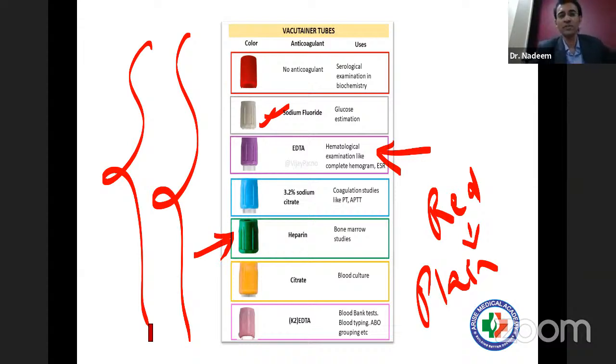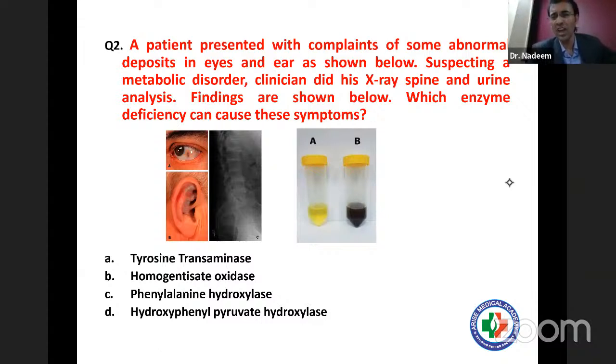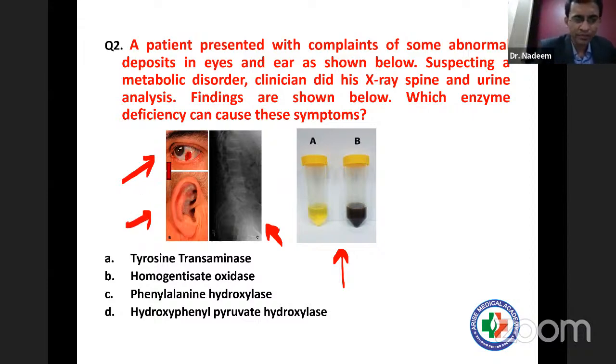Okay, next question. Very easy question for you. I hope all of you can answer this one. I'm asking you a biochemistry question. A patient presented with complaints of some abnormal deposits in eyes and ear, as shown below. Suspecting a metabolic disorder, the clinician did an X-ray spine and urine analysis. This is the X-ray and this is the urine analysis. On examination, the clinician saw some deposits in his sclera and in his ear. I hope you can see this one.